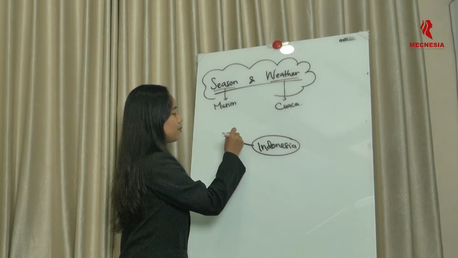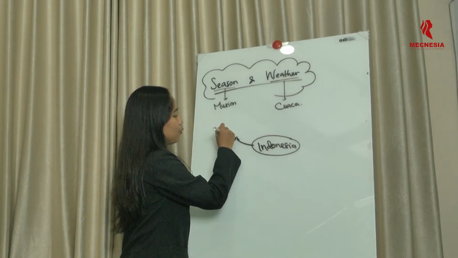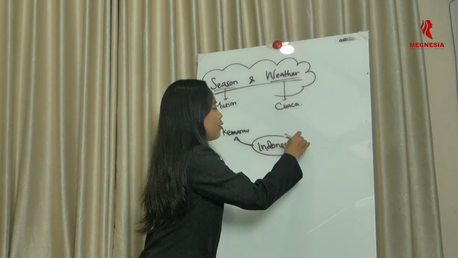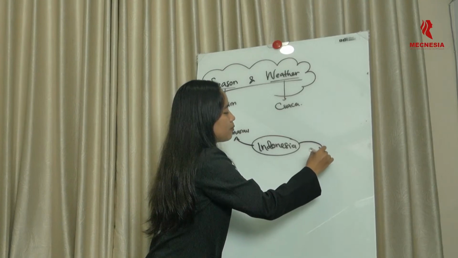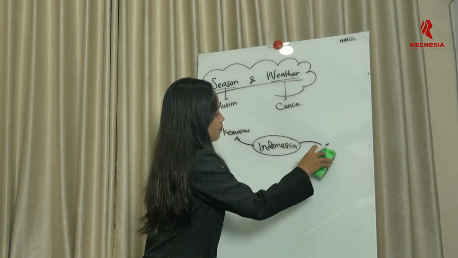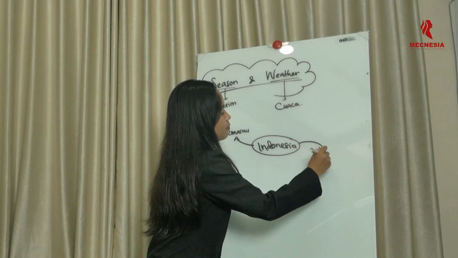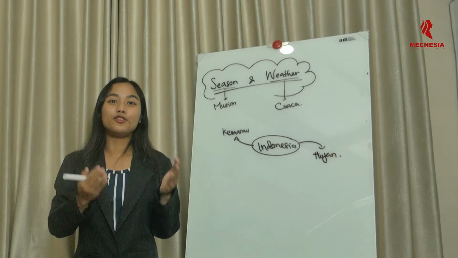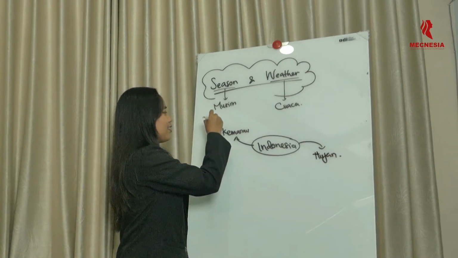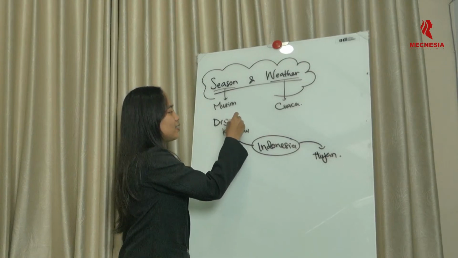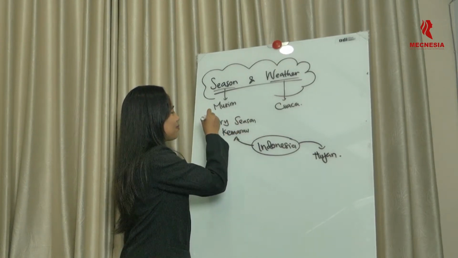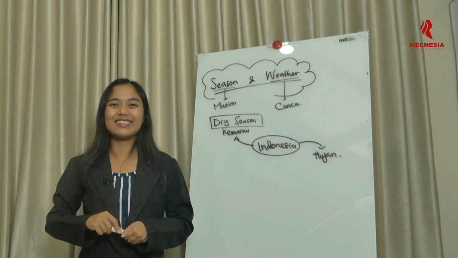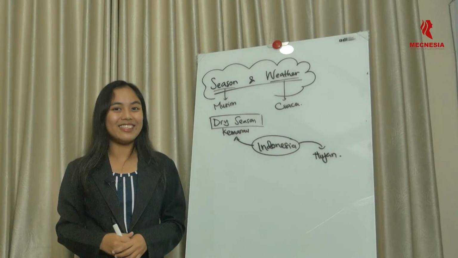The first one is kemarau. And the second one is musim hujan. Okay, musim kemarau in English is dry season. Dry season. Let's say it with me. Dry season. Once again, dry season.